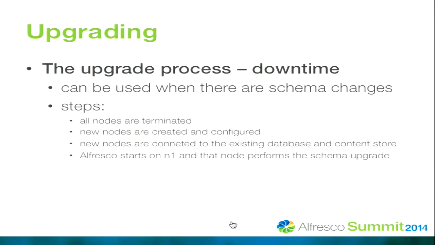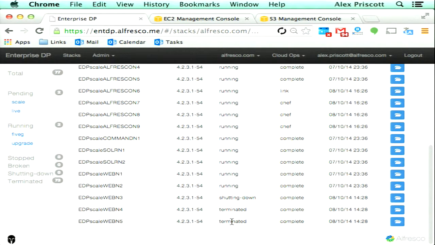So if we pop back to the portal now, we've got a scaling environment. No, we haven't. We've got an upgrade environment here. So just one point about the portal. If an environment is having an action performed on it, it goes into a pending state. That means we can differentiate if you had 15, 20, 30 environments running, which we sometimes do. It's just a way of differentiating which environments are in which state.